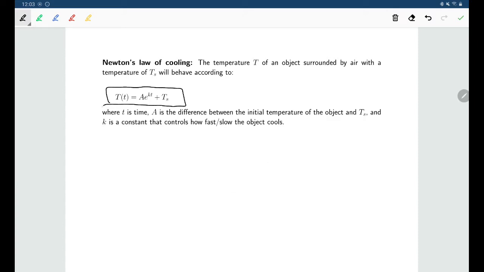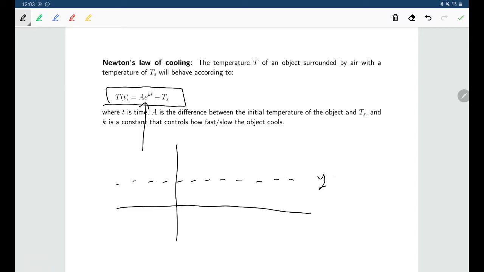You'll notice that our model for Newton's law of cooling is basically our exponential growth and decay formula plus a vertical shift. Here, T with a subscript of S is the temperature of our surrounding medium, the air that's surrounding whatever the hot object is that's cooling down. So if you were to graph it, you would have a horizontal asymptote at whatever that ambient temperature, that surrounding temperature is. And as time goes on, you should cool down to that surrounding temperature.